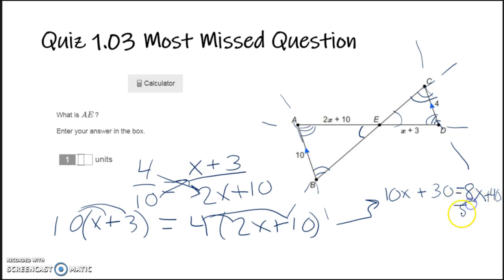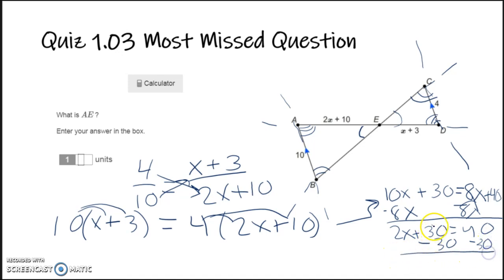Let's get all the x's on one side. So we subtract 8x, subtract 8x. We end up with 2x plus 30 equals 40. Subtract 30 on both sides. 2x equals 10. Therefore, x, when we divide both sides by 2, has to equal 5. But that's not the final answer, so please always be super careful on these. That's not what they asked us for. They asked us for the length of AE.